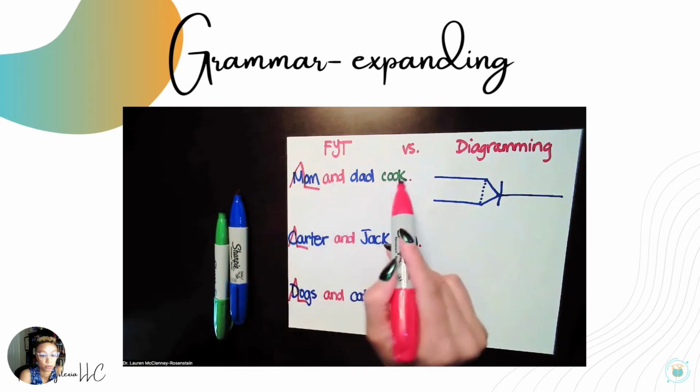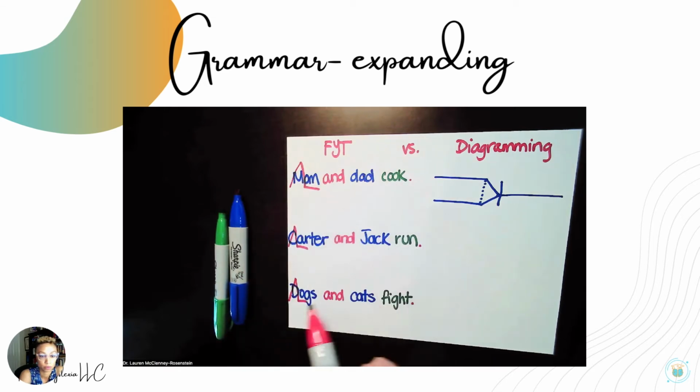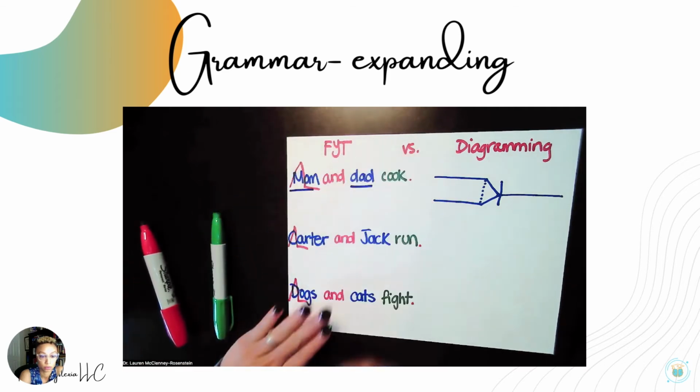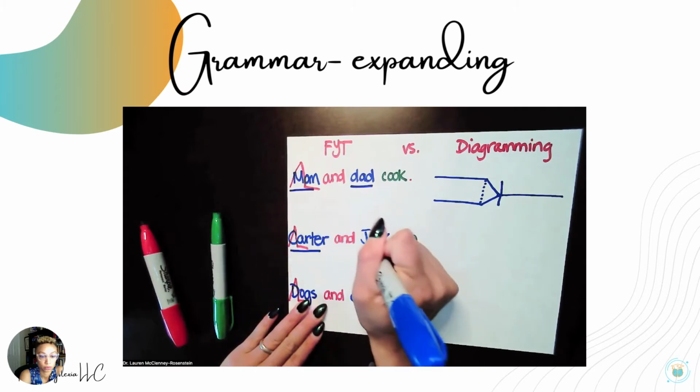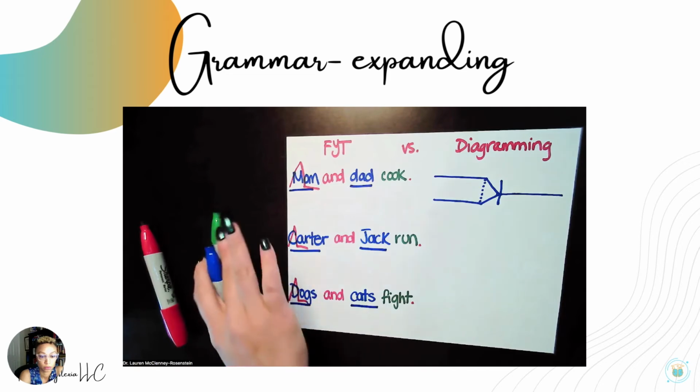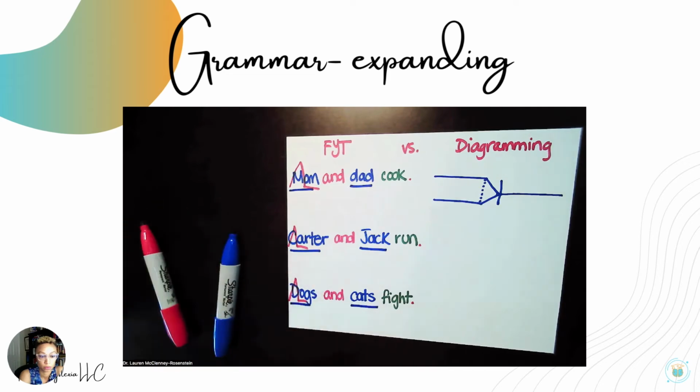So mom and dad cook, Carter and Jack run, dogs and cats fight. Now we're going to code this. So we have a noun and a noun, noun and noun. Let's find our verb, because a full sentence has a noun and a verb.